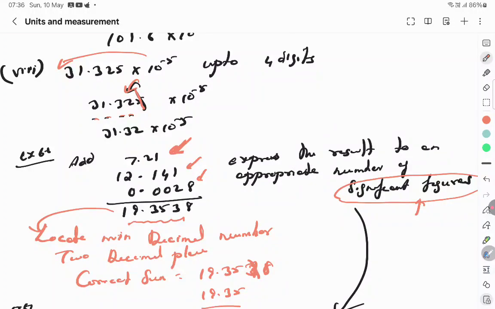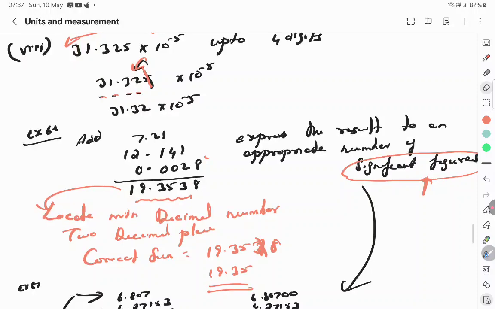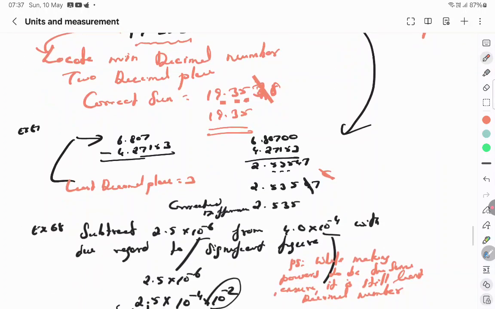The question will be: express the result to an appropriate number of significant figures. You know the least significant figure is 2, the highest significant figure is 5. In addition and subtraction, you're not supposed to see that. Even though the question is about significant figures, you should always check the least decimal place. Locate the minimal decimal number. 7.21 has got the least decimal place, 2 decimal places, and you have to round the answer off to 2 decimal places. You're dropping off a 3. Doesn't matter, just leave it like that, because it's a number less than 5.